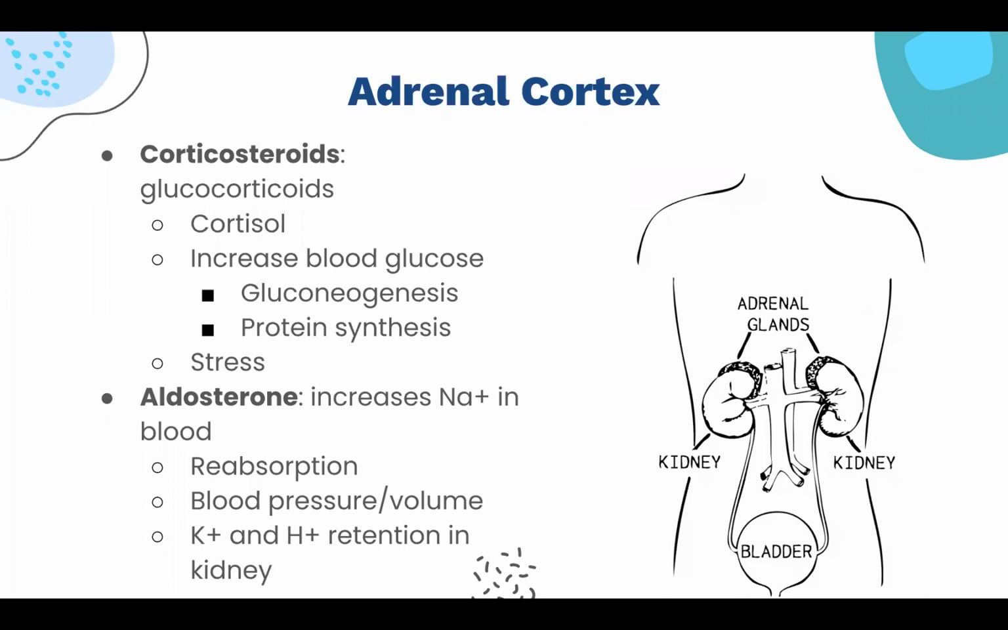Cortisol's immediate effect is that it increases gluconeogenesis so that the body has a fast way to obtain energy in a stressful situation, like the fight or flight response. And it also decreases protein synthesis.